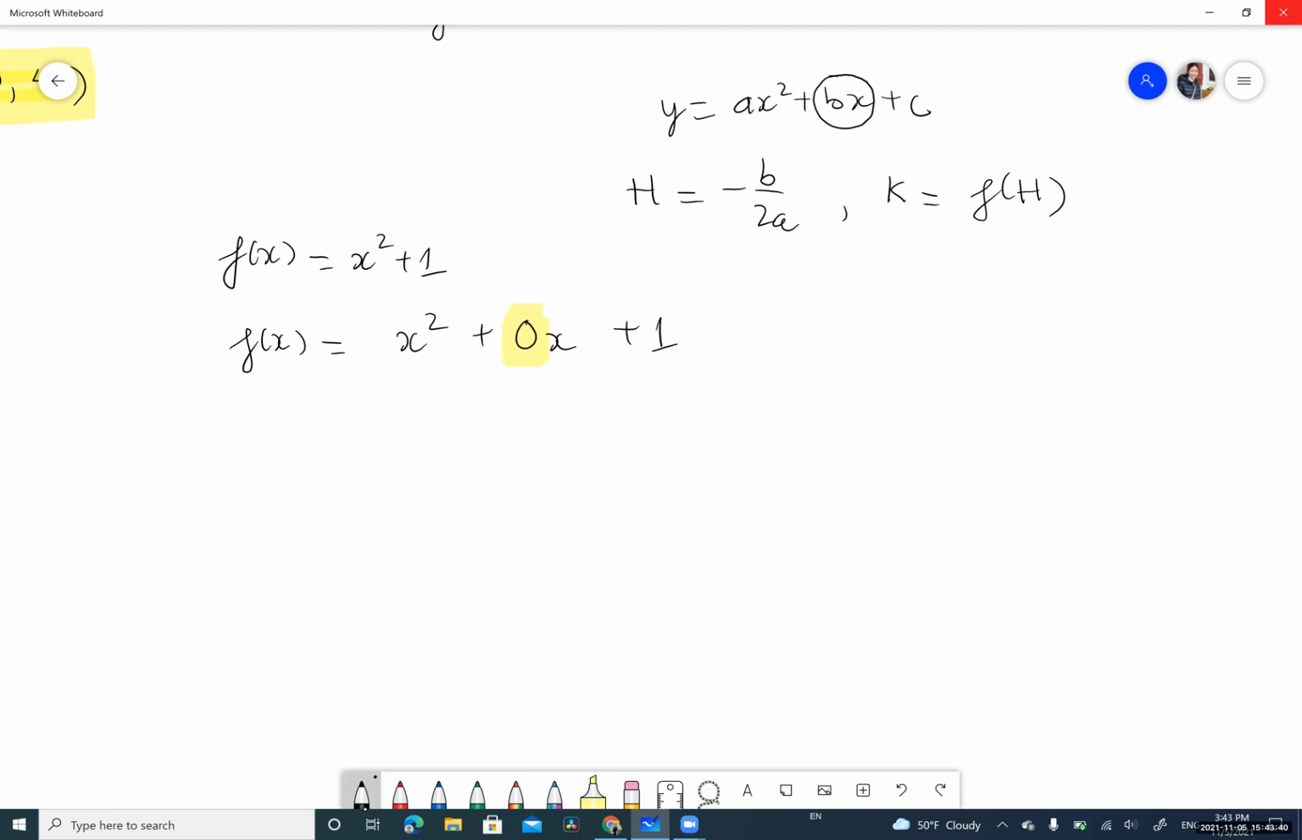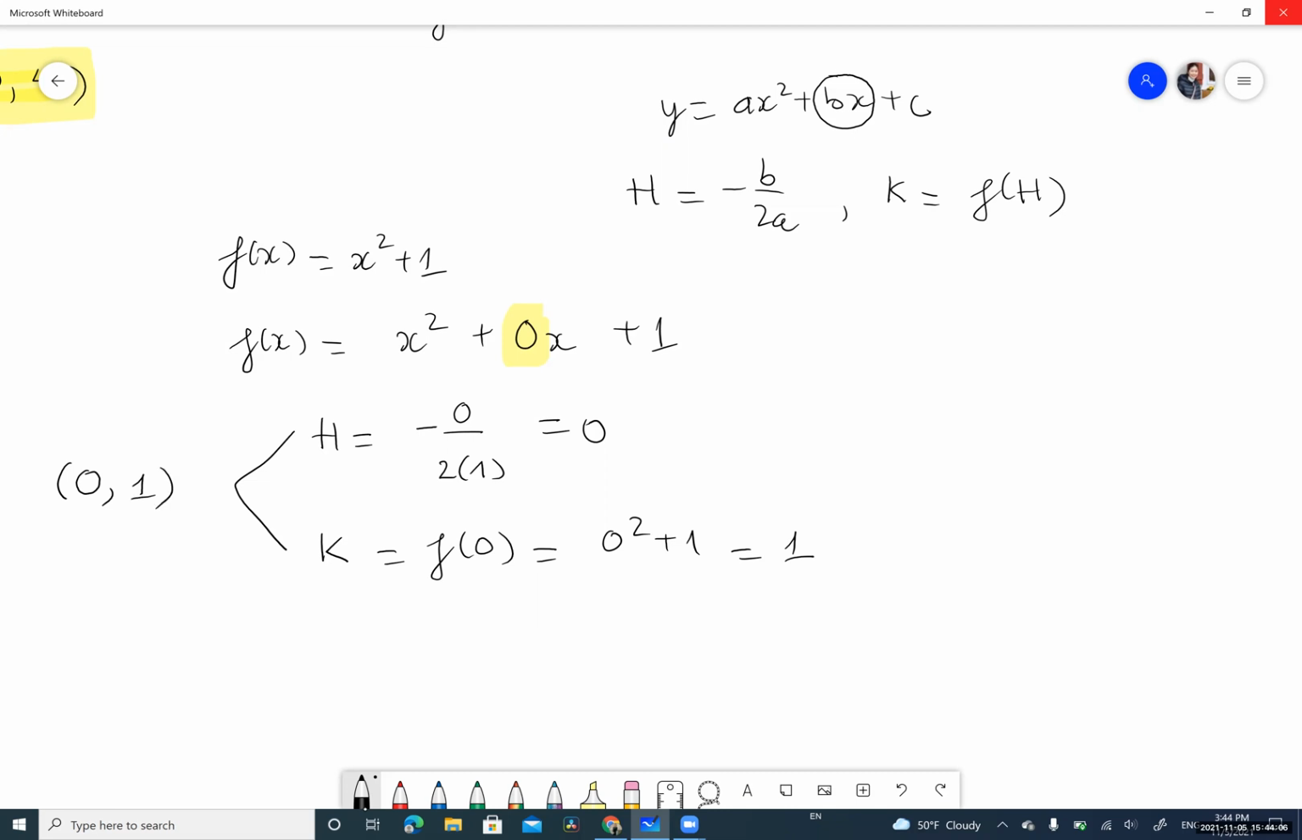So we use this formula for the vertex: h equals negative b over 2a, which is negative 0 over 2a, which is 0. When I have h as 0, I will substitute it back into the function. I choose the first one, of course, so I have 0 squared plus 1 equals 1. Based on this, the vertex coordinates are (0, 1). All right, so for this one, the vertex is (0, 1).